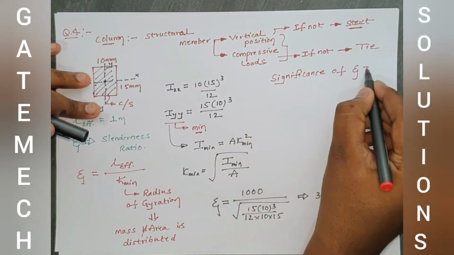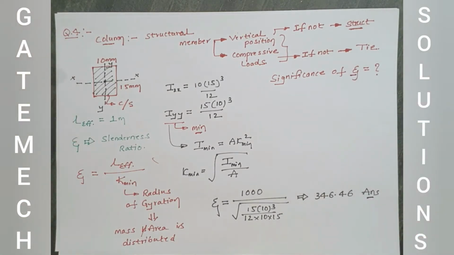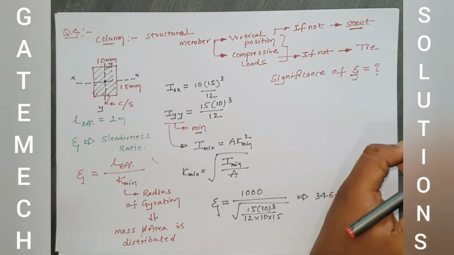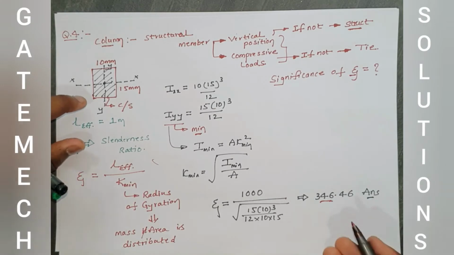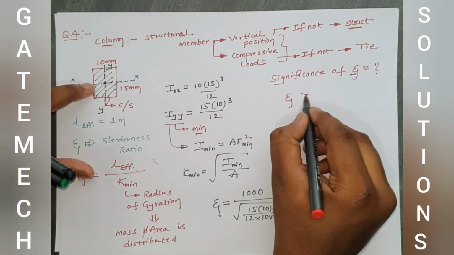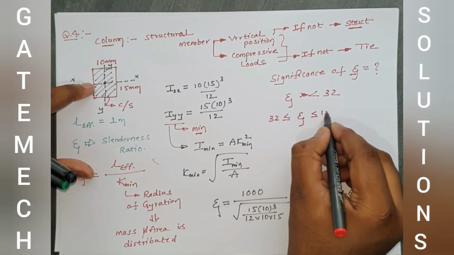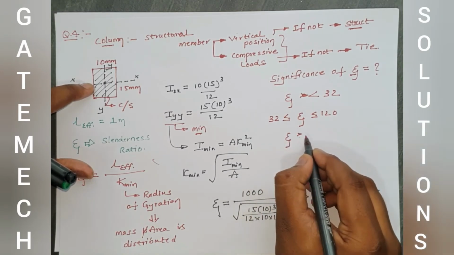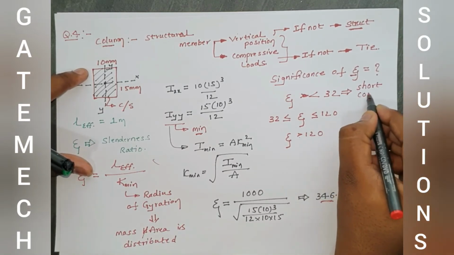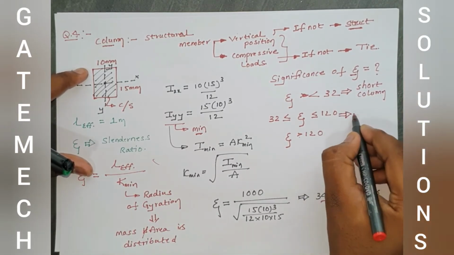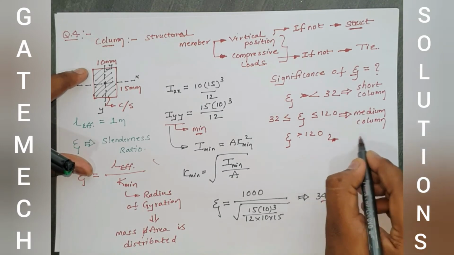The point is, what is the significance of slenderness ratio? Significance of zeta. Just from the GATE point of view, this formula is very important. But from an interview point of view, they may ask what is the basic significance of slenderness ratio. Generally, if the slenderness ratio is less than 32, it is called a short column; in between 32 to 120, a medium column; whereas if zeta is more than 120, it is called a long column.